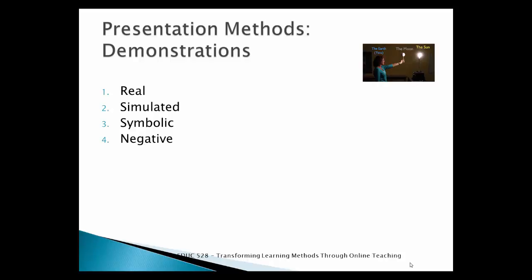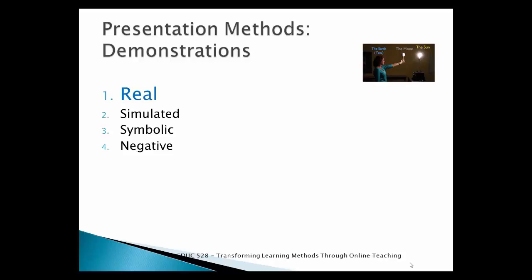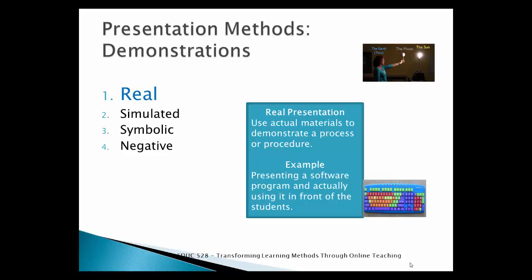Let's move on to demonstrations. We will look at four types of demonstrations: real, simulated, symbolic, and negative. Real demonstrations use actual material to demonstrate a process or a procedure. The lecturer actually uses, for example, a software program.